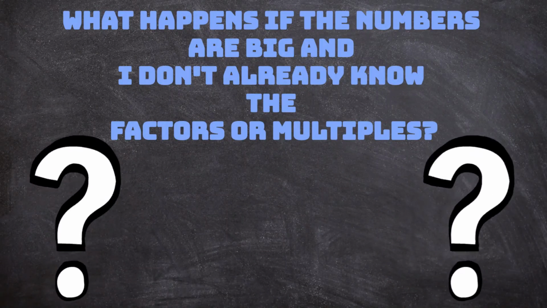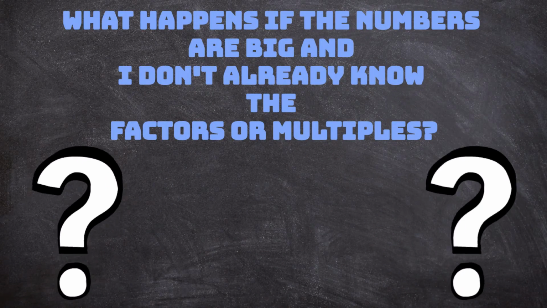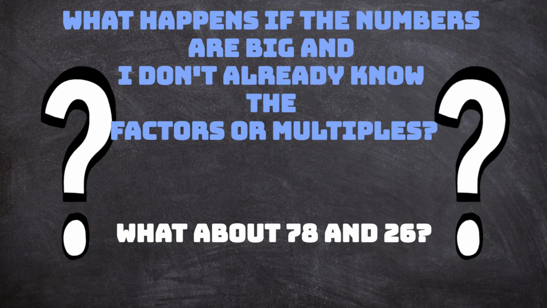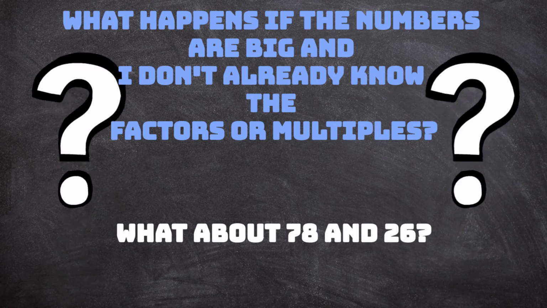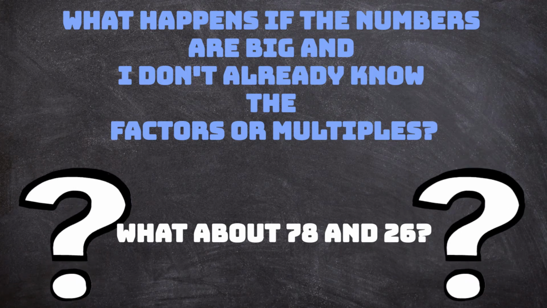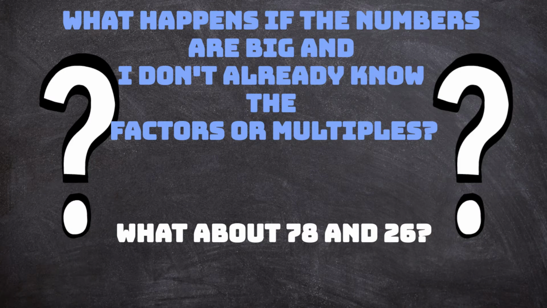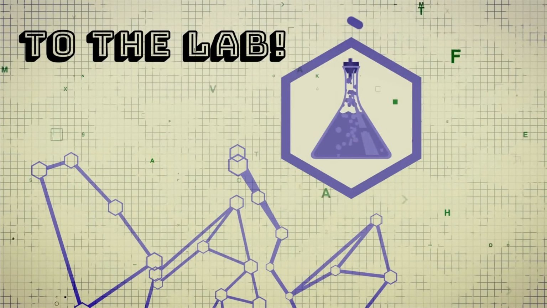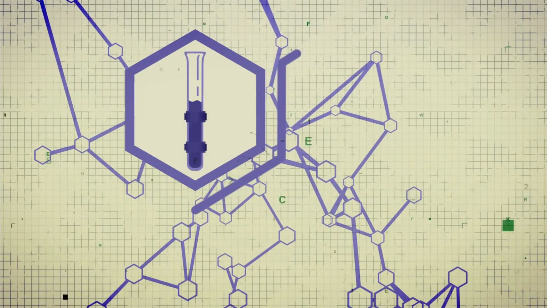So this is just a quick concrete example using the listing strategy. But some of you might have a very important question. What happens if the numbers are big and I don't already know the factors or multiples? Like what about 78 and 26? How would I do that? I don't want to list out all the factors of 78 and 26. So let's go back to the lab to take a look at how we can do this.